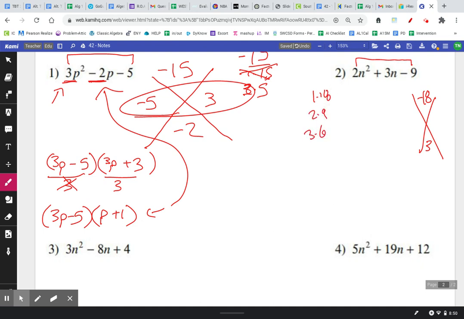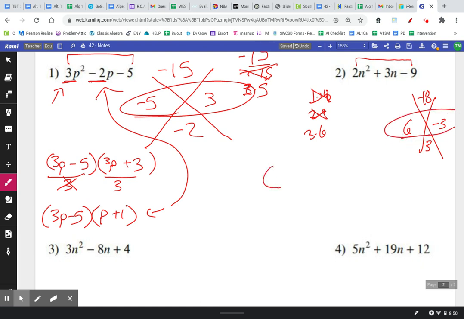These should really start to jump out to you pretty quickly. There's nothing I can do with 1 and 18, addition or subtraction wise, to get 3. Same with 2 and 9. That would get me 7s and 11s. But 3 and 6 can. How do I get a positive 3 out of a 3 and a 6? Well, I should have a positive 6 and a negative 3. Those should be my 2 magic numbers that we're looking for.